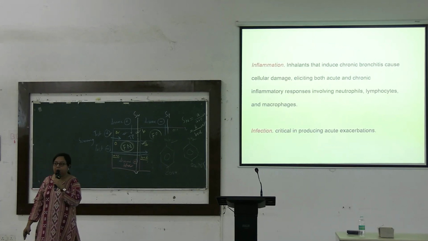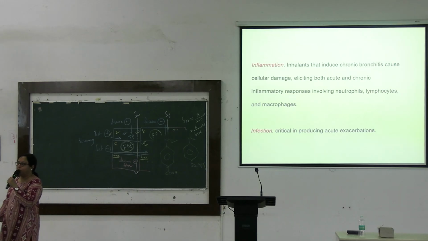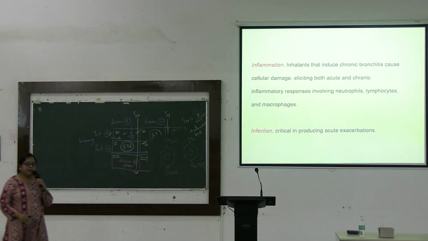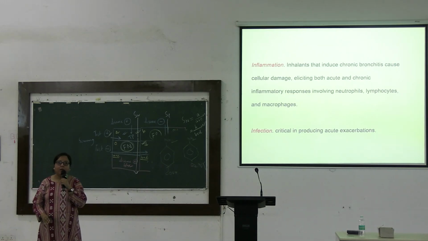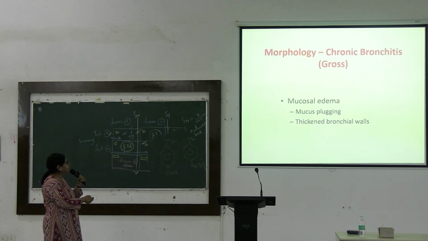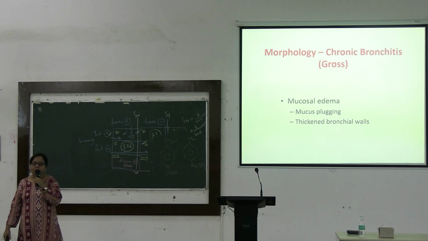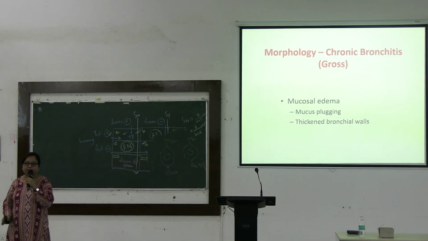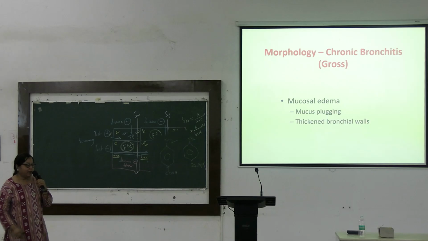And all this will cause inflammation. So chronic bronchitis means inflammation of the bronchial tract. So there will be inflammation as well as infection. So what is the morphology? Morphology means grossly, if we see the lung. So what can we see?